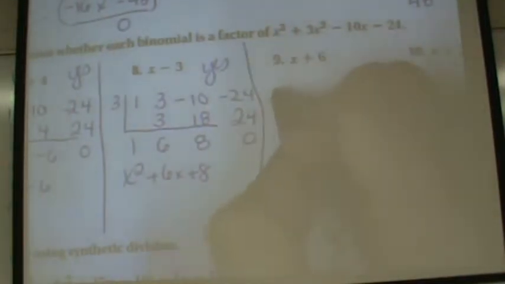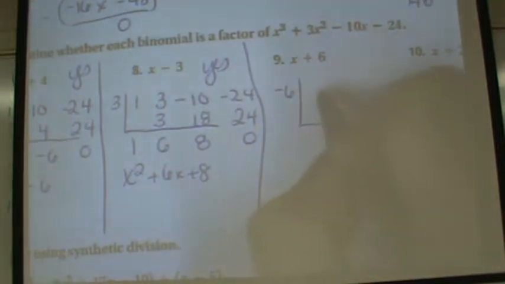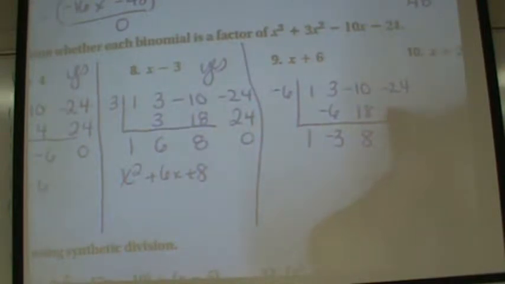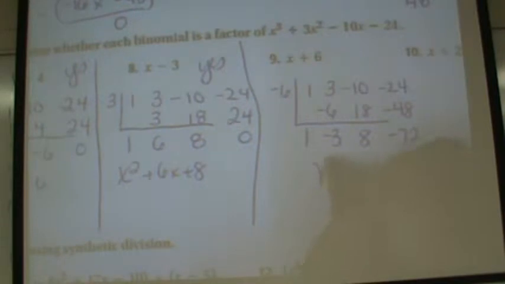Number 9, you would put negative 6 outside. 1, 3, negative 10, negative 24. Bring down the 1, you get negative 6. Add, negative 3, 18, 8, negative 48, and you get negative 72. So this would be no.